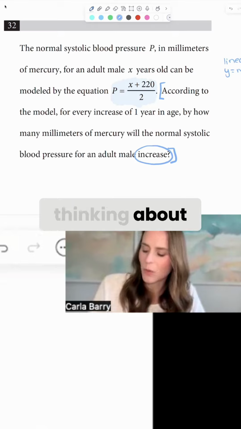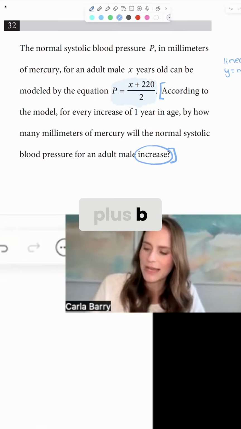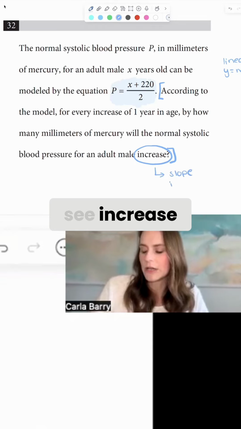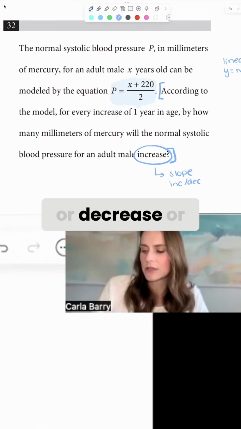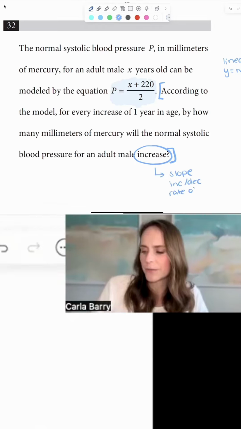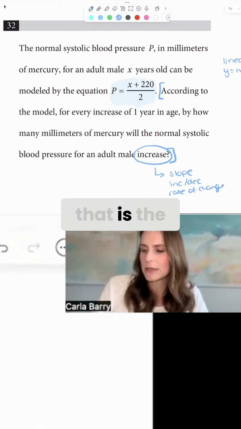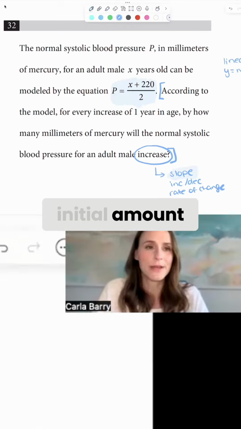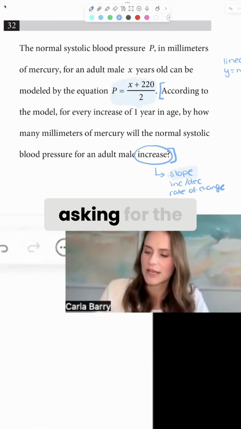Now, when we're thinking about y equals mx plus b, increase refers to the slope. Whenever you see increase or decrease or rate of change, that is the slope. Whenever you see starting amount or initial amount, that's the y-intercept. So here they're just asking for the slope.